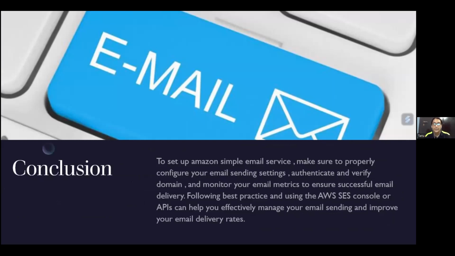To set up Amazon Simple Email Service, make sure to properly configure your email sending settings, authenticate and verify your domain, and monitor your email metrics to ensure successful email delivery. Following best practices and using the AWS Simple Email Service console or API can help you effectively manage your email sending and improve your email delivery rates.